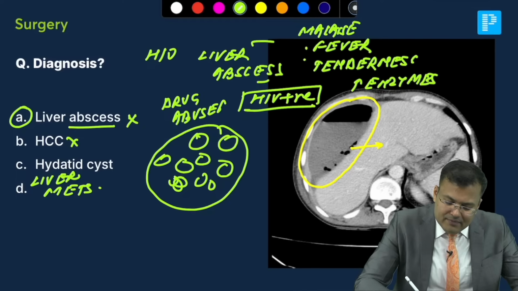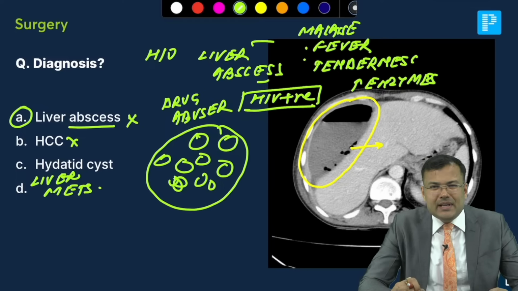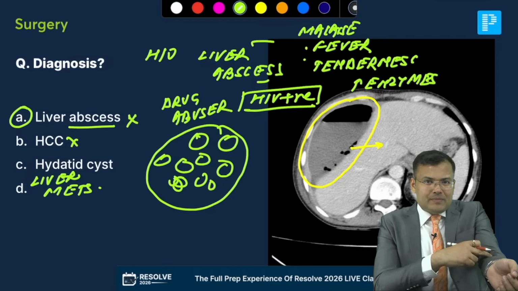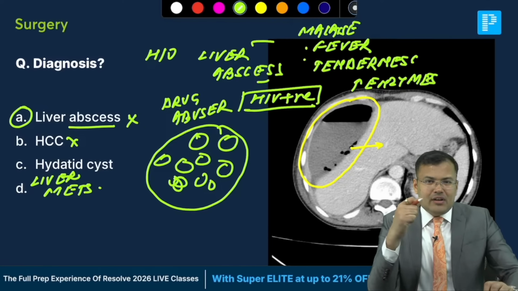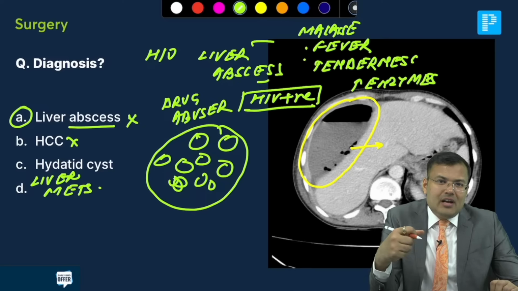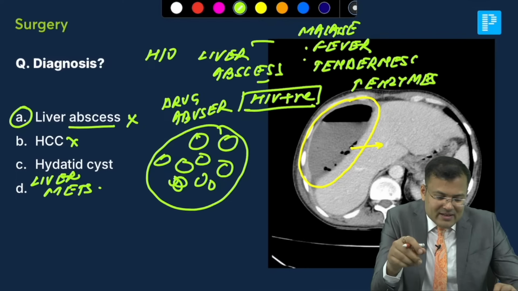Guys, can you tell me, if the patient is a drug abuser, can anybody tell me what is the organism responsible? In a drug abuser there is an increased risk of endocarditis, and this infection reaches the liver via hematogenous spread. So can anybody tell me which organism will be there?